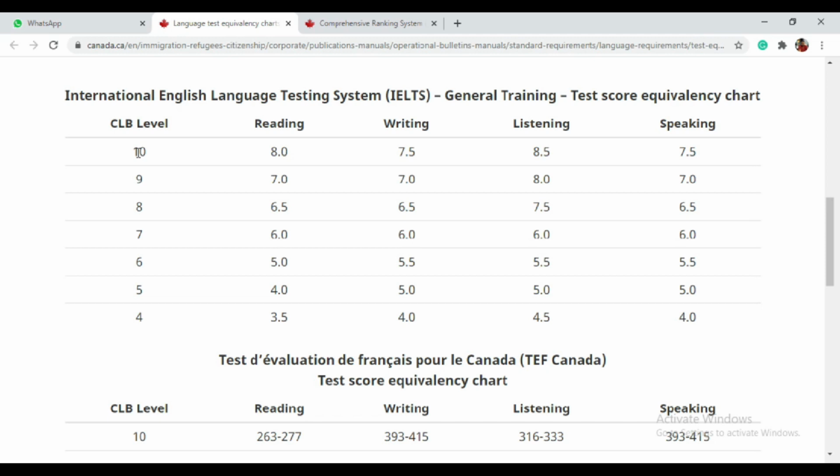However, in the PNP, that is Ontario or Alberta or Nova Scotia or British Columbia or whatever, if they are picking you from the Express Entry pool, then your CLB level 9 versus CLB level 10 will matter a lot in the PNP as well. So I hope I've made everything clear.